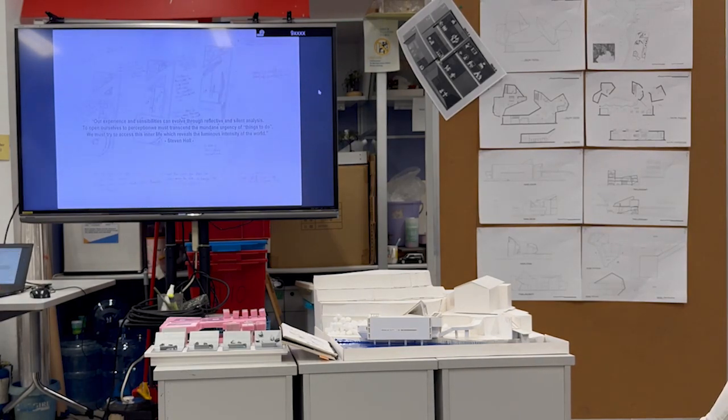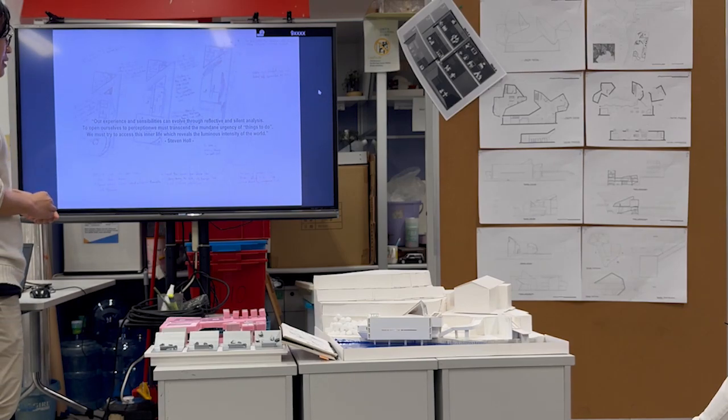I want to quote a sentence from Steven Holl. Our experience and sensibility can evolve through reflective and silent analysis. To open ourselves to perception, we must translate the mundane and urgent things to do. We must try to assess this inner life, which reveals the luminous intensity of the world.